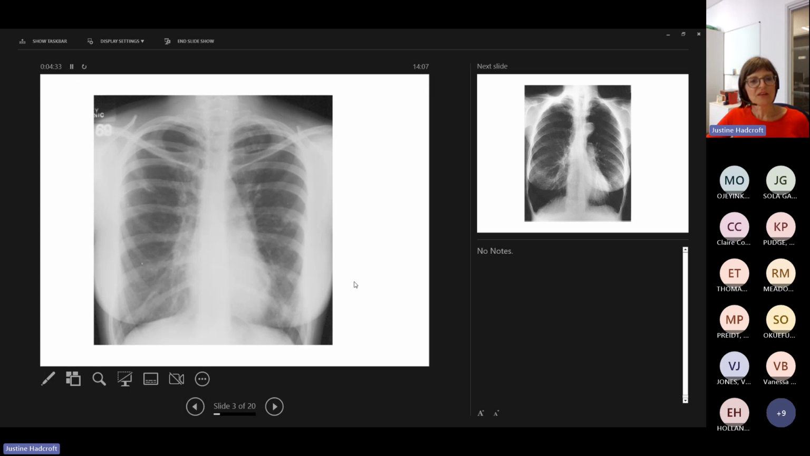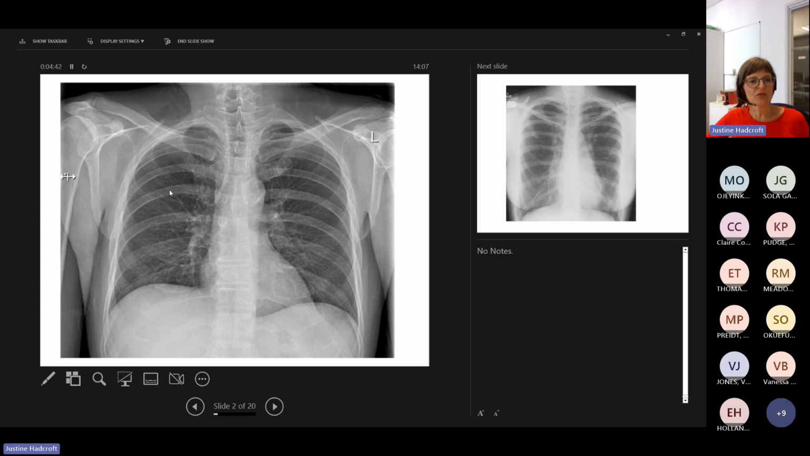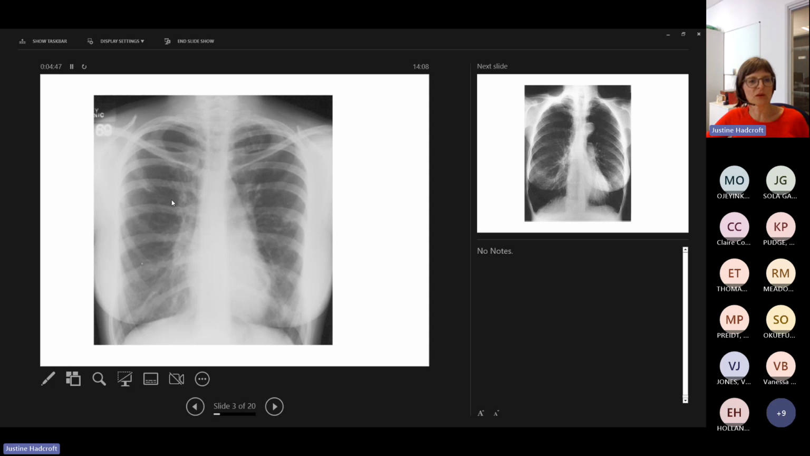So this here is slightly different to the last one, and I don't know if you can see the difference. If you look at the previous one, these ribs veer downwards a little bit, but if you have a look at this one here, they're quite horizontal. Remember that the ribs are like bucket handles, and as you breathe in, or take a very big breath in, the ribs can become a little bit more horizontal. So anything that causes you to become hyperinflated can make your ribs look quite horizontal.